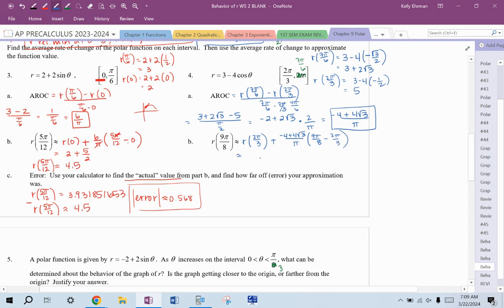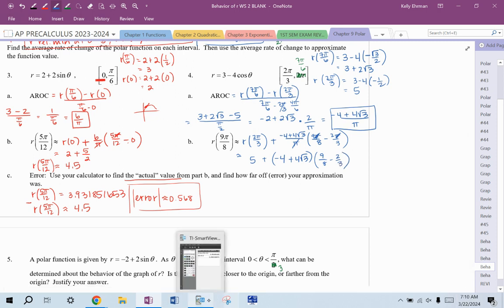R of 2 pi over 3 was 5. We can do this math in here, although actually nothing's going to cancel all that nicely. The pi's will cancel. So I'm just going to put this in my calculator at this point. I'll leave my answer exact, but to find the error, I'll put this in my calculator. All right, so the pi is canceled, so I've got negative 4 plus 4 radical 3 in parentheses, around 9/8 minus 2/3. We could do that math, but just to save time here, I'm cutting it close.